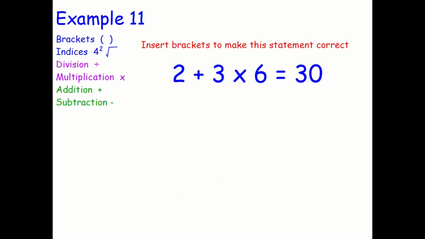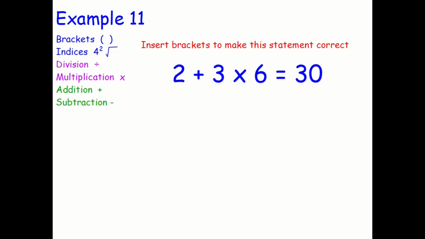Example 11. You will get some questions like this, where it says, insert brackets to make this statement correct. So you've got to put brackets in so that that part of the calculation is done first. So if we applied BIDMAS to this, we'd do the 3 times 6, wouldn't we? Because multiplication comes before addition. You'd end up doing the 3 times 6, which is 18, and adding the 2. But that does not give 30, because 18 plus 2 is 20. So what part of this calculation do we have to isolate in brackets to be able to get to 30?